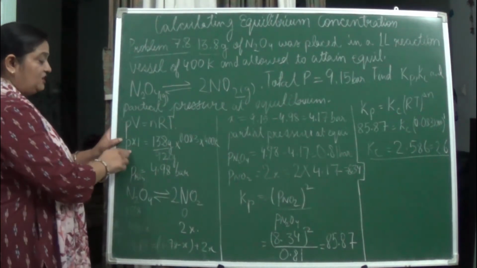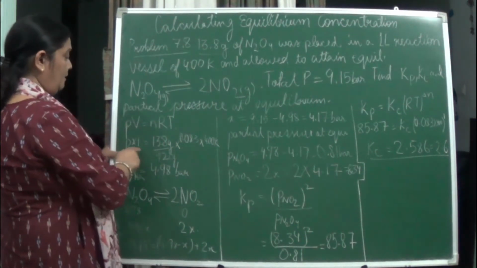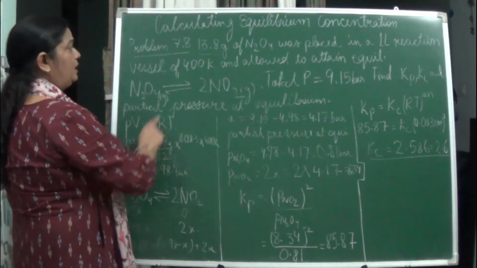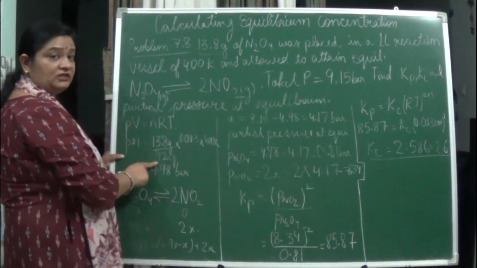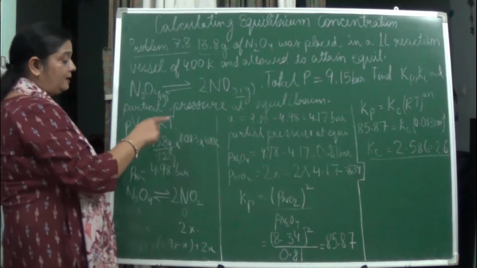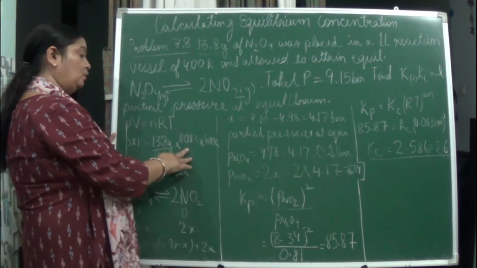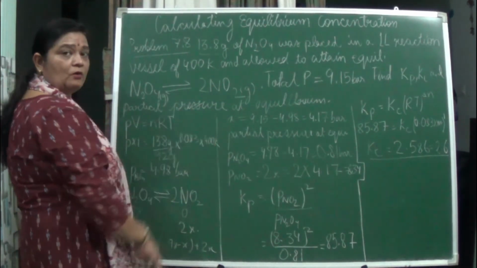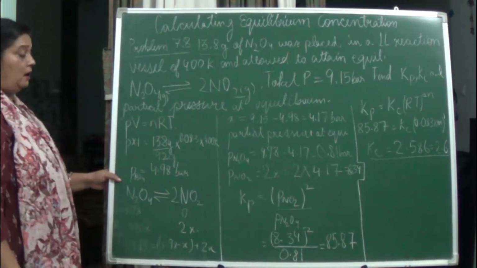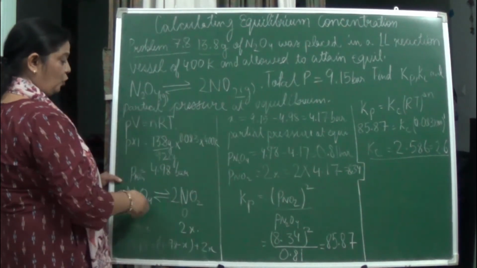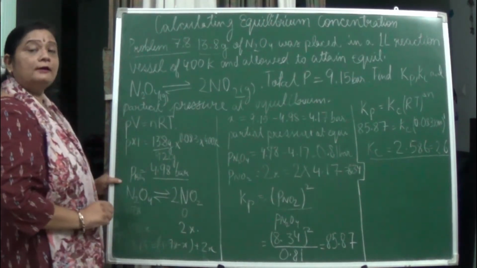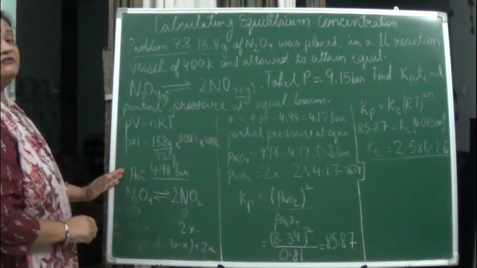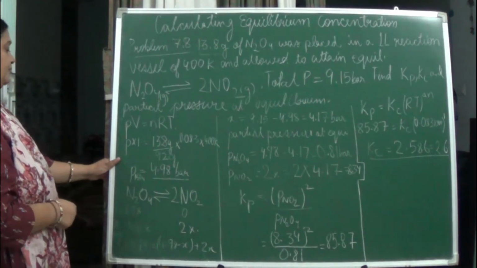So here pressure is not given, but volume is given, that is 1 liter, so P into 1 is equal to given mass upon the molar mass of N2O4. What is the molar mass? 92. The R value, you all know, is 0.083, and temperature is also given, so you can write here 400 Kelvin. When you calculate it, you will get the pressure of N2O4, and it will come 4.98 bar. So now we have taken out the initial pressure of this N2O4.